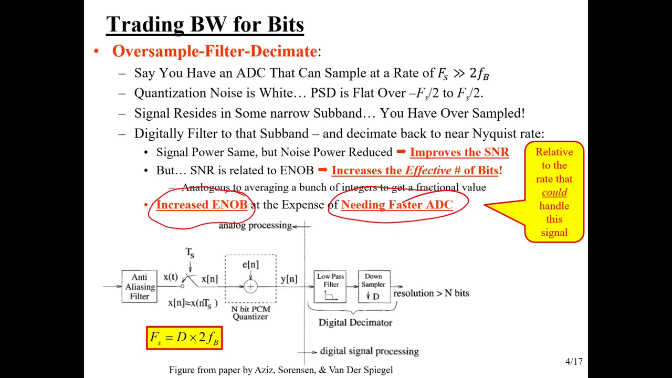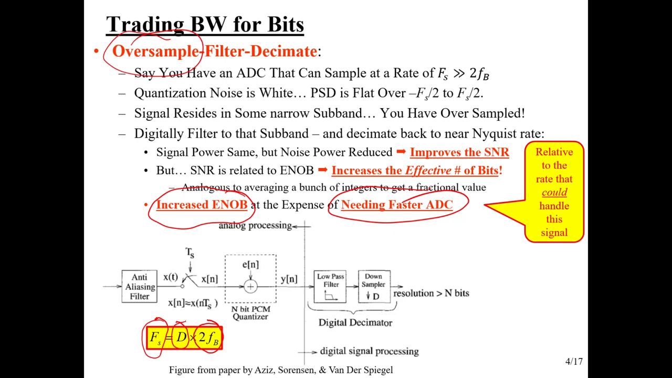Now, I'm going to, throughout here, often represent the FS as some number D times 2FB. So if D is 1, then I'm operating at the Nyquist rate. If D is bigger than 1, then I am oversampling. So we'll keep our eye on that D.